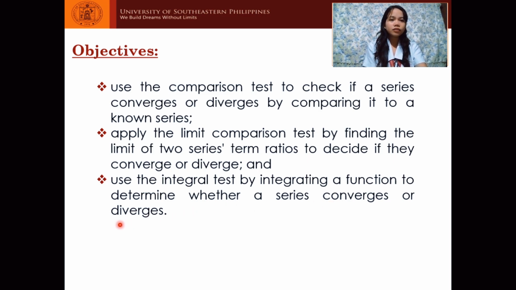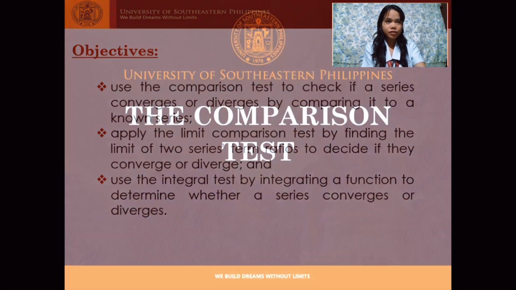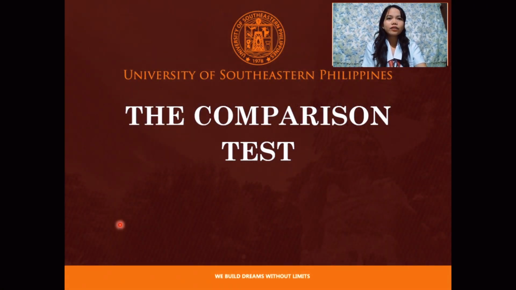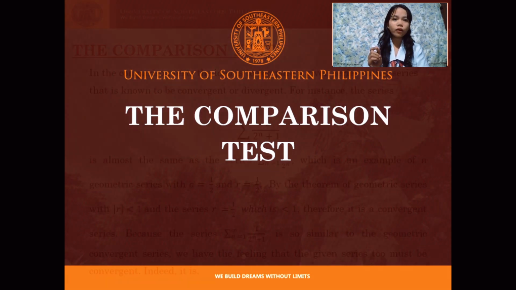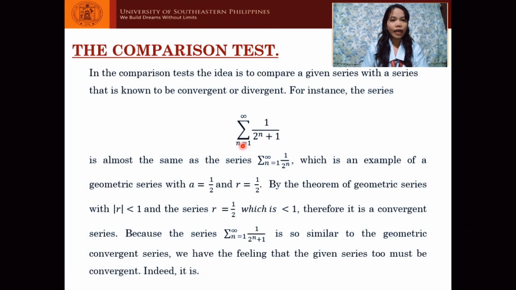So firstly, we will talk about what a comparison test is. In the comparison test, the idea is we're going to compare a given series with a series that is known to be convergent or divergent. For instance, we have the summation of 1 over 2 raised to the power of n plus 1, ranging from 1 to positive infinity. Is almost the same as what? It is the summation of 1 over 2 raised to the power of n, ranging from 1 to infinity.